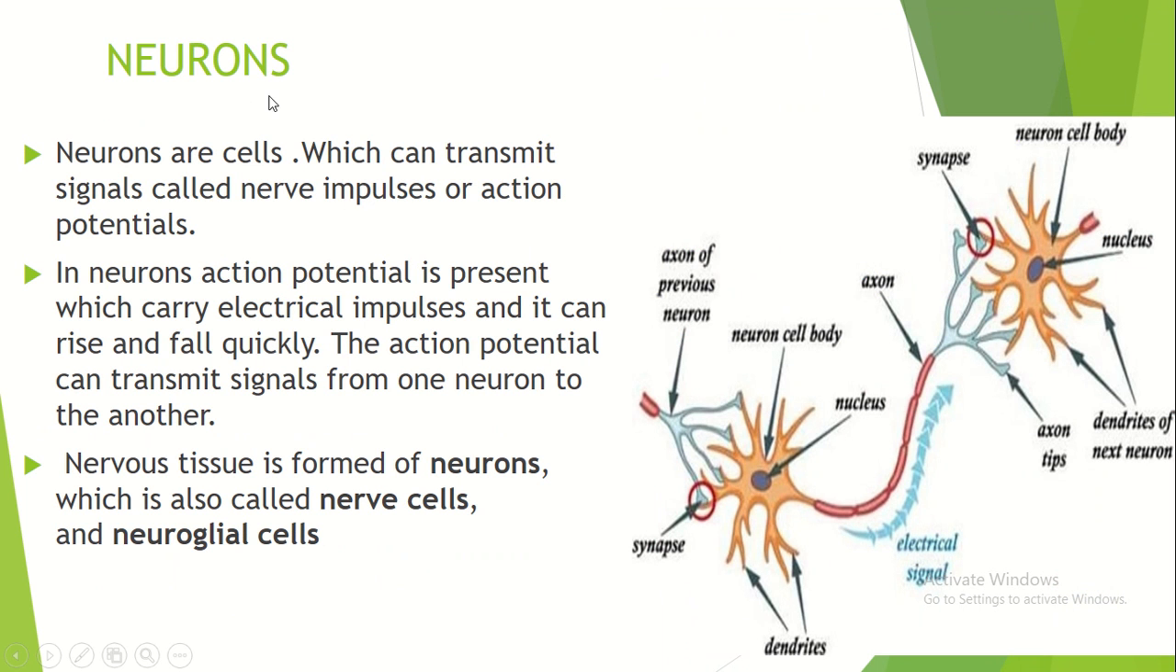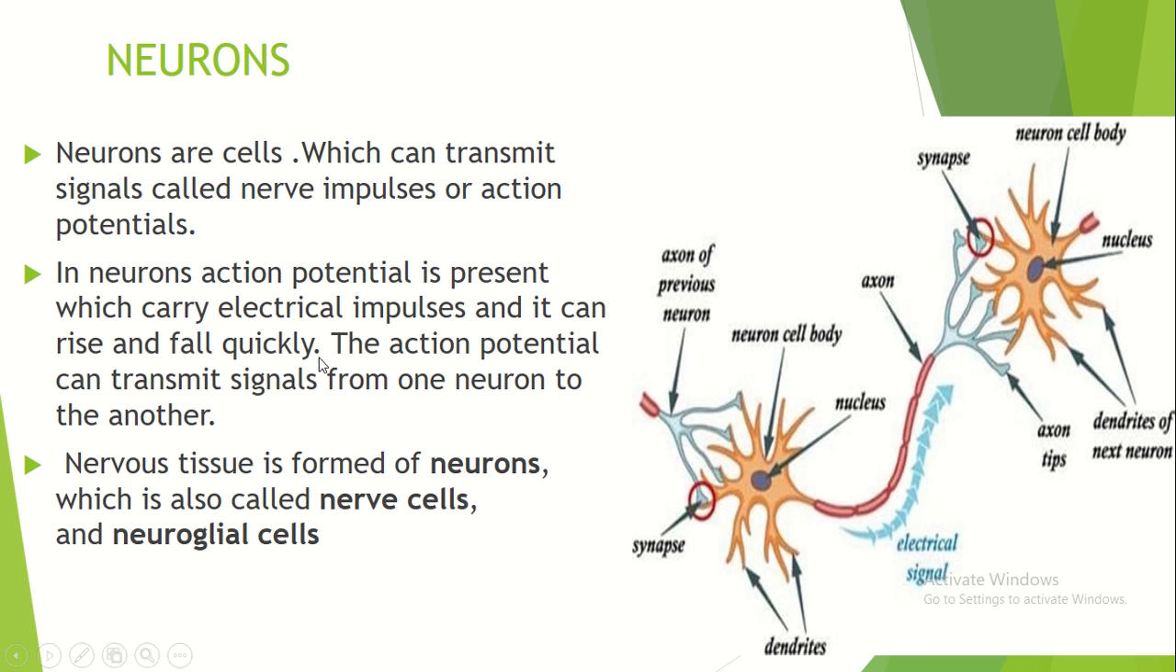Now we are going to see what a neuron is, that is, the excitable cell. Neurons are cells which, as we saw, are excitable and can transmit signals called nerve impulses or action potentials. In neurons, the action potential carries electrical impulses, and it can rise and fall quickly. So the action potential or the nerve impulses are in the form of electrical impulses, and they can rise and fall quickly.